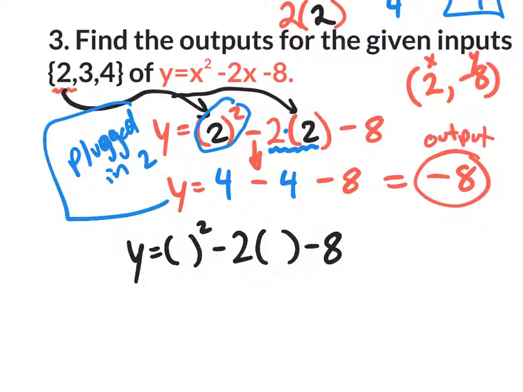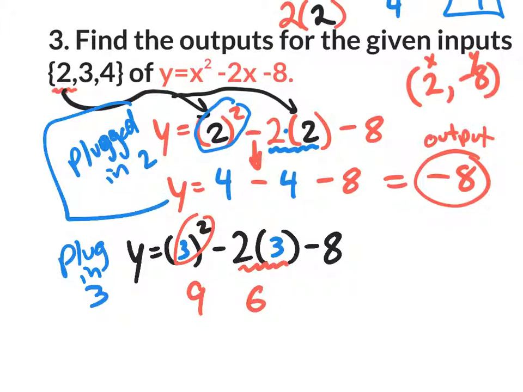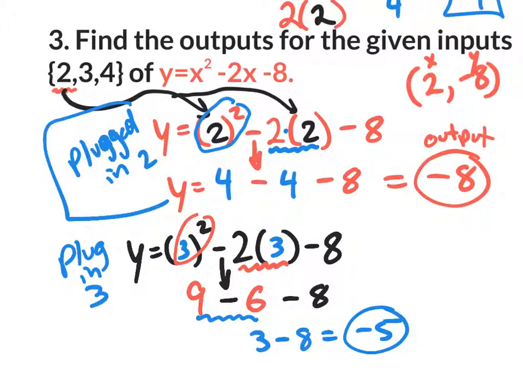And on this next one, I'm going to plug in 3. So I'm plugging in 3 right there, right there. I'm going to do some math. Exponents first. 3 squared is 9. Multiplication next. 2 times 3 is 6. Bring down the minus sign. 9 minus 6. Bring down the minus 8. 9 minus 6 is what? 3. And what's 3 minus 8? Negative 5.